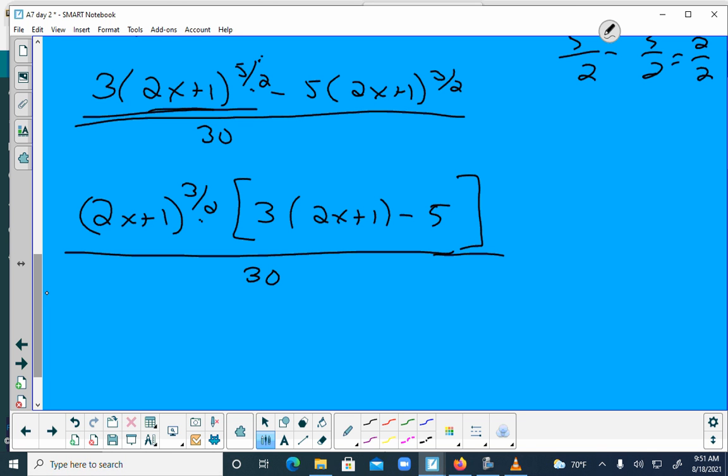Okay. Now that I have that, Elisa, what are you going to do? Would you distribute the 3? When I distribute 3, I'm going to have 6x plus 3. So that simplifies to what? 6x plus 3. Sorry, 6x minus 2. Thank you.